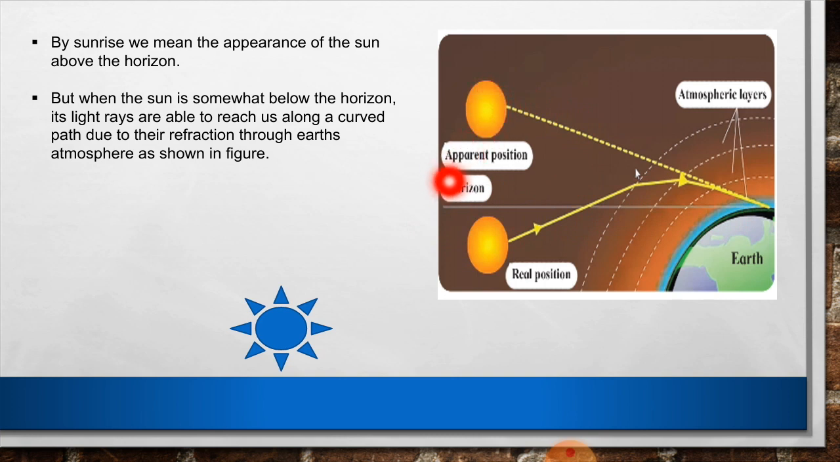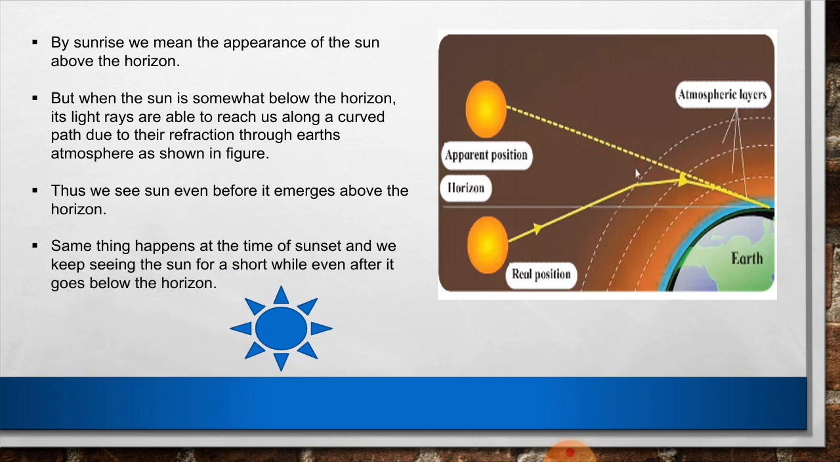But when the sun is somewhat below the horizon, the light rays are able to reach us along a curved path due to the refraction of light through the earth's atmosphere. You can see over here the light rays coming to the earth via bending. This bend takes place because of refraction of light, and these are the atmospheric layers: troposphere, ionosphere, stratosphere. You must have learned these things. So thus we see the sun even before it emerges above the horizon.